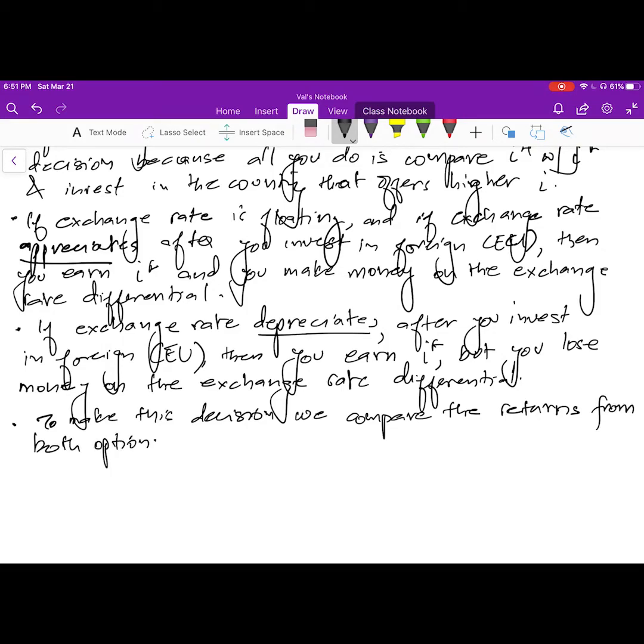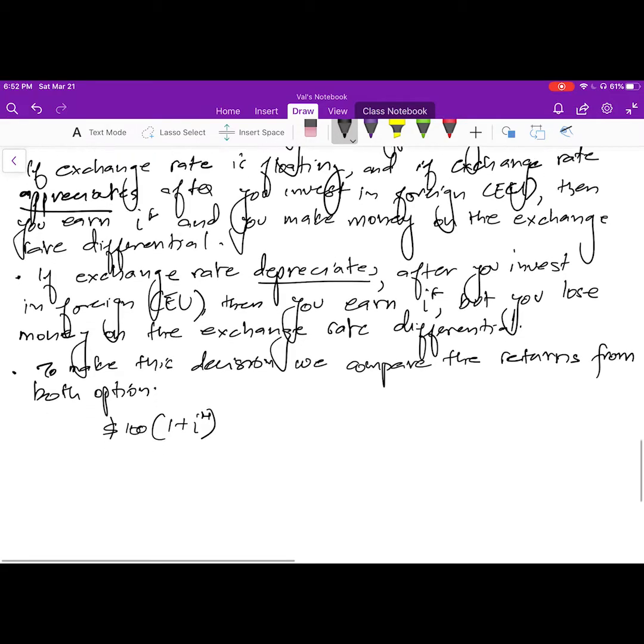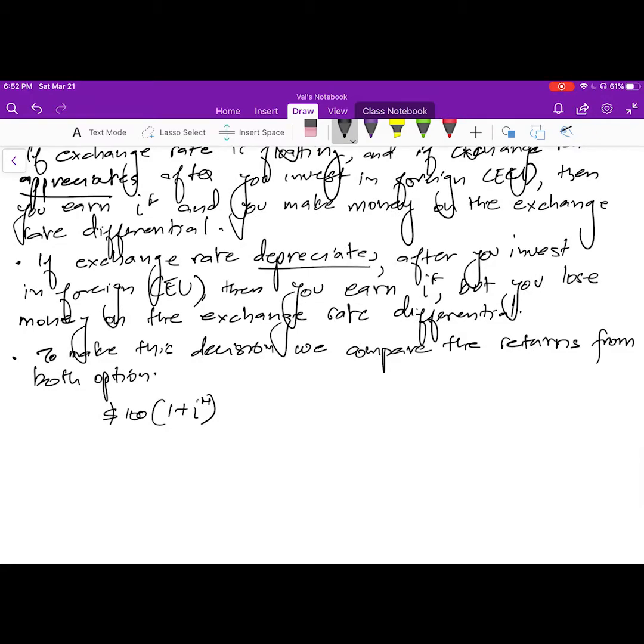Well, investing at home is a pretty easy calculation, right? All you're doing is taking the $100, and the future value of $100 is going to be 100 multiplied by (1 + i) to the power of h, right? So that's going to be the future value. Okay, and if you want, we could do some examples.